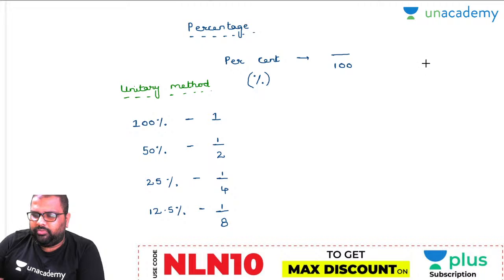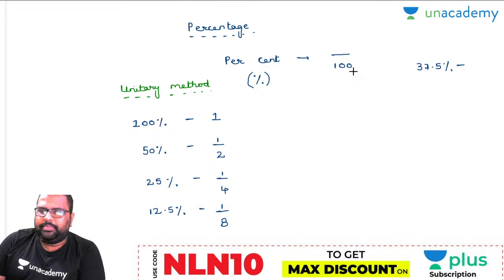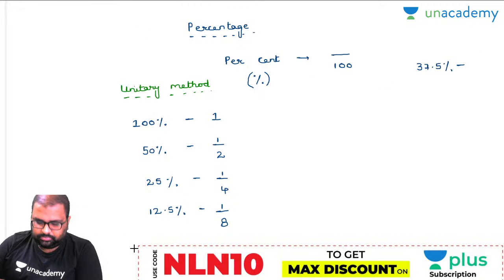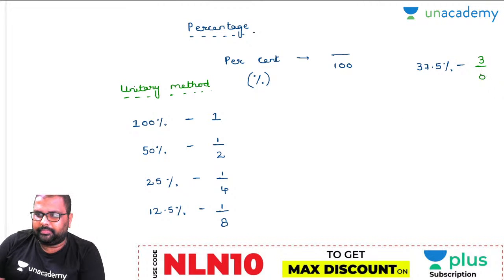Now, let me know what is 37.5 percentage. Can anybody say in the comment section box? How much is 37.5 in fraction? Now see here, in 37.5 there are three 12.5s. Am I right or wrong? 12.5 plus 12.5 is 25. Again add one more 12.5, it is 37.5. Each 12.5 is 1 by 8. So your 37.5 is nothing but 3 by 8.